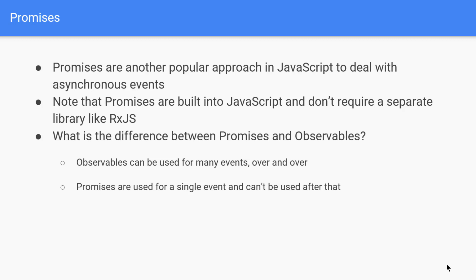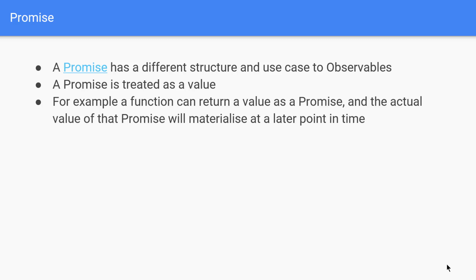So what's the difference between a promise and an observable? An observable can be used for many events. An observable is a stream of events over a period of time. Promises are used for a single event and can't be used after that. A promise has a different structure and use case to observables.